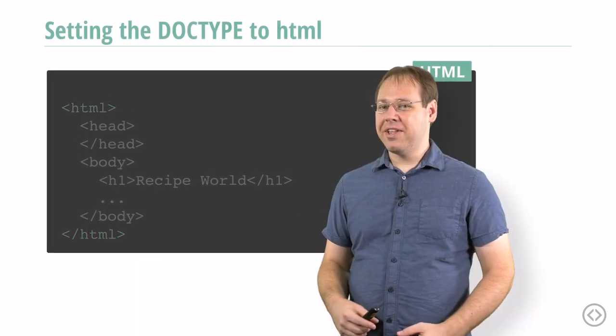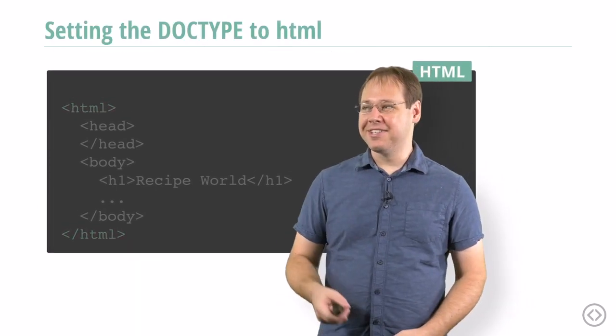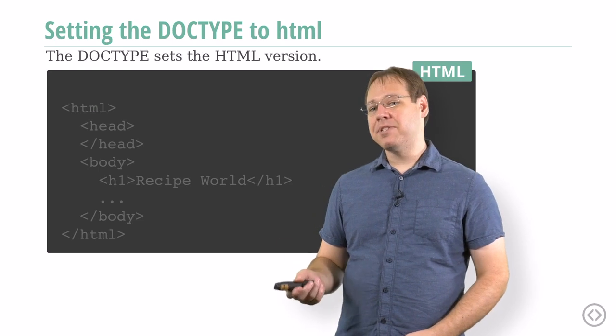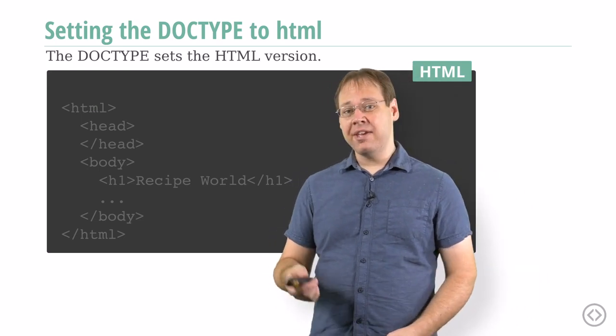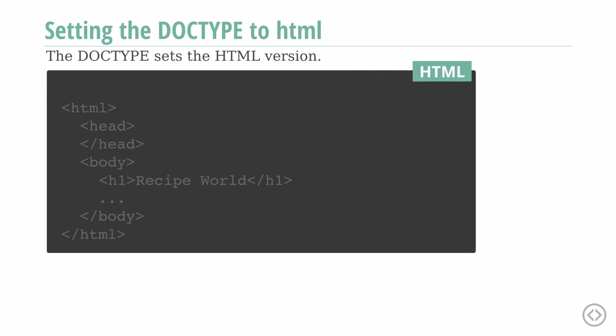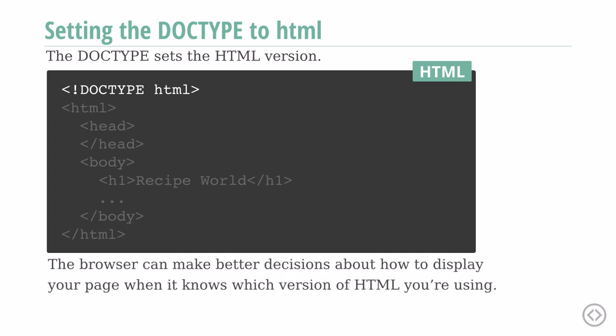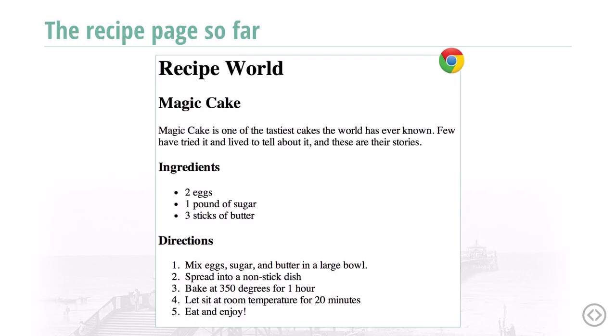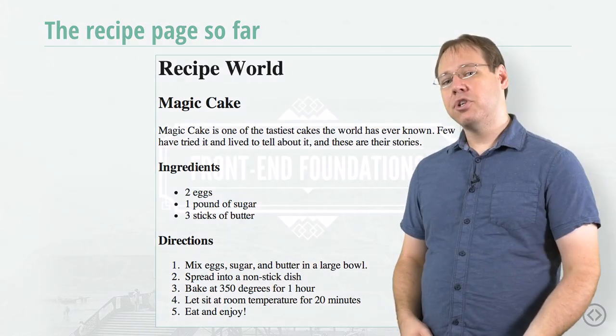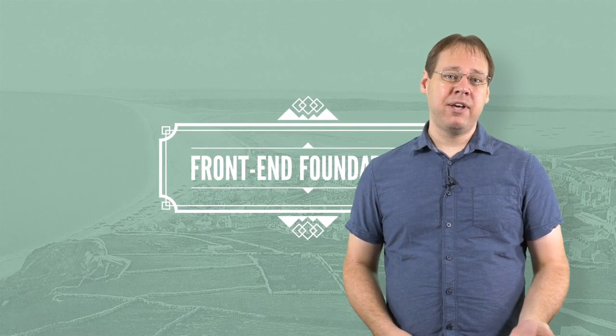So the final cherry on the top of our HTML cake is the doc type. The doc type sets the version of HTML that the browser should use to display the HTML that you wrote. By writing doc type HTML and not specifying a version number, we're actually just telling the browser to use the latest version. If we go back to the browser and look at the page we've created so far, you can see that we're off to a good start. So now it's your turn to practice writing HTML in the challenges.